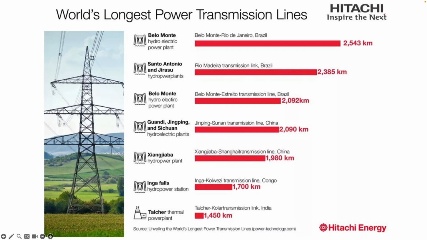So these are a couple of the longest power transmission lines. You've got a couple in Brazil to connect hydro. And then in China, actually also to connect hydro to large demand sinks on the coasts. And so these are literally thousands of miles long.